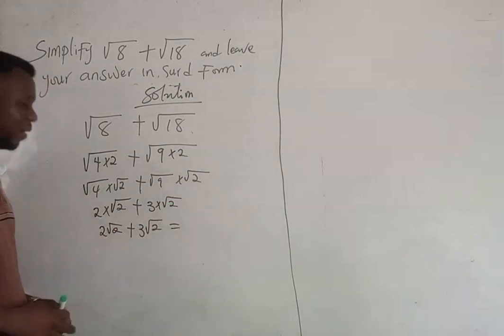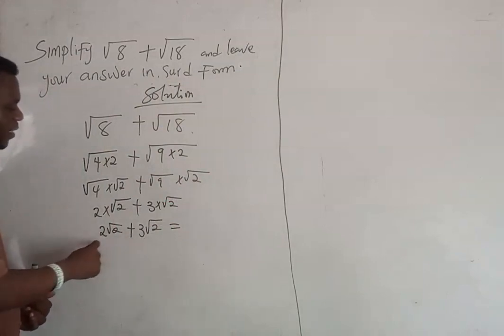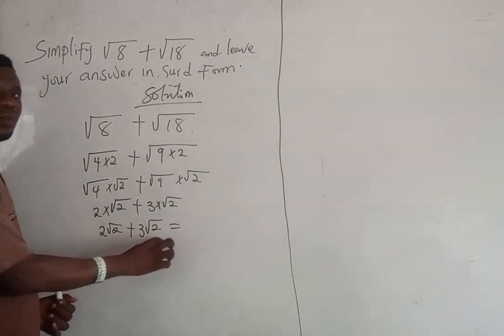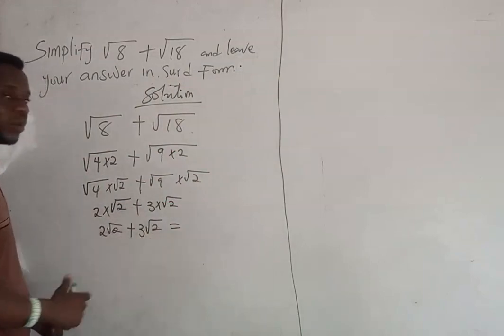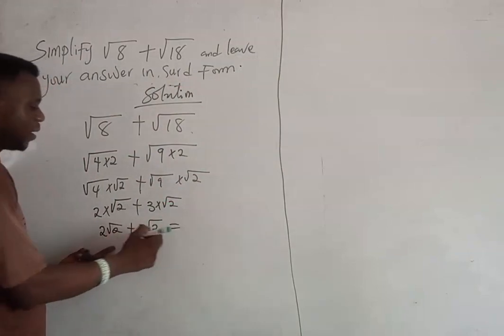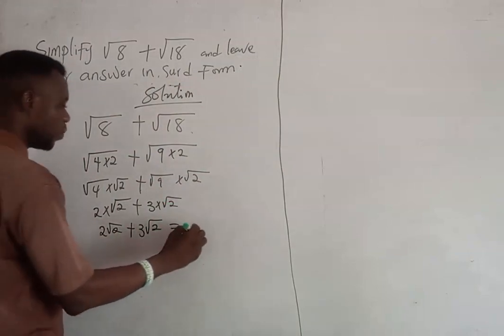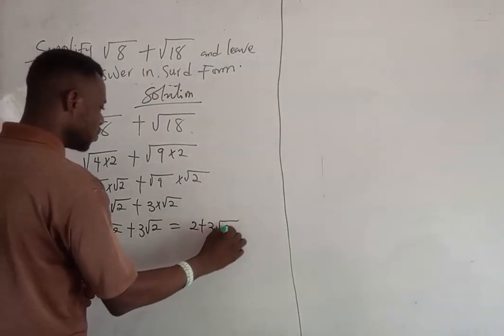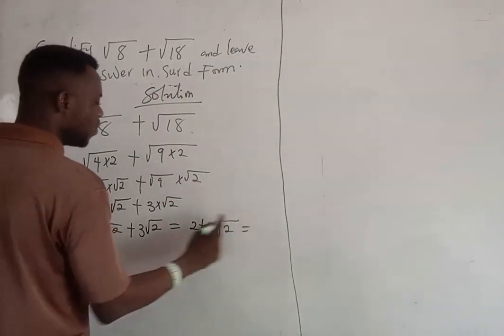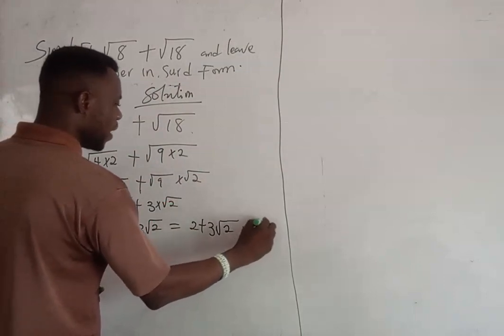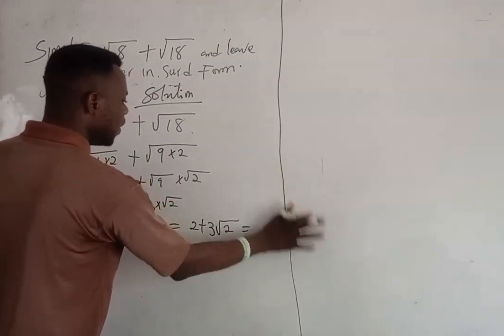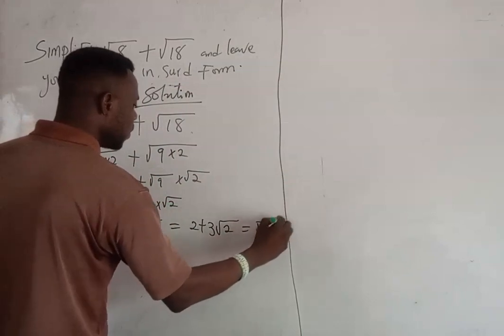Now, to get the final answer, you collect, as in you add up their coefficients. The coefficient of root 2 here is 2, and the coefficient of root 2 here is 3. So you add both coefficients, since both of them have the same roots. So what we have to do now is 2 plus 3 root 2. Finally, the answer will be 2 plus 3 to give you 5 root 2. This is the answer. Remember, the question says leave your answer in solved form.